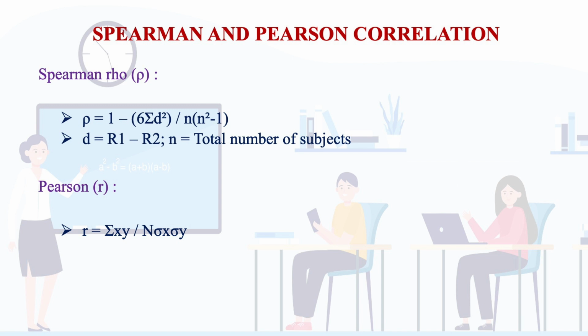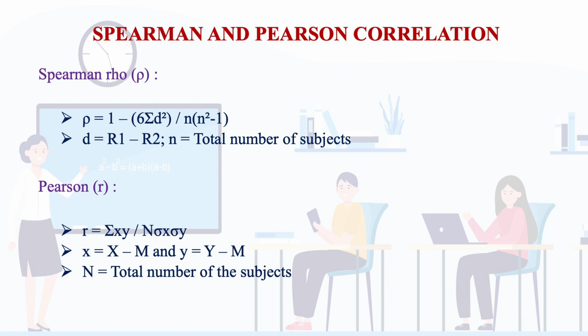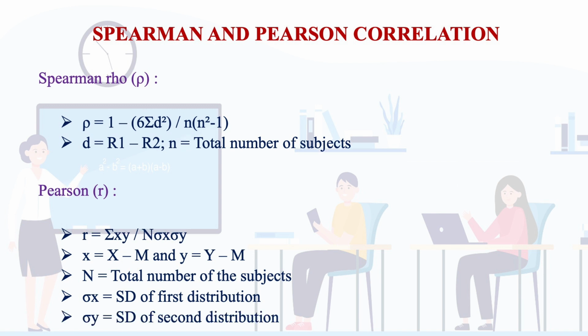The formula is R is equal to summation of xy upon n into sigma x into sigma y. Okay. So here small x is capital X minus m. Capital X is the individual score and m is the mean. Accordingly y is capital Y minus m. Y is the individual score in the retesting and m is the mean of the retesting, that means in the second group. And n is the total number of the students, and sigma x is the standard deviation of the first distribution, sigma y is the standard deviation of the second distribution.